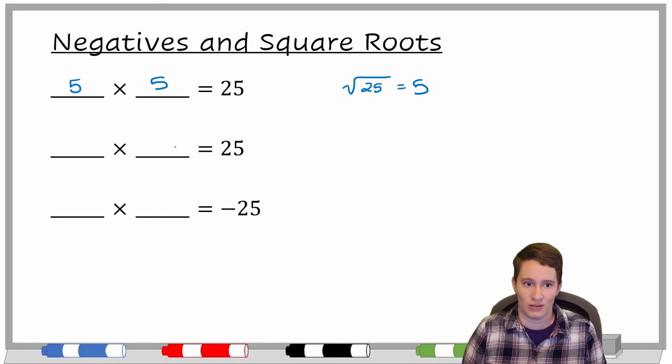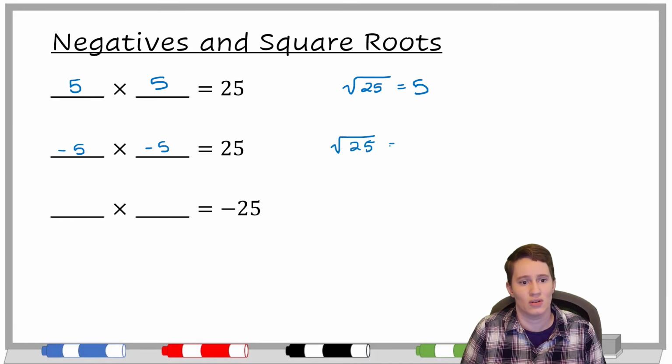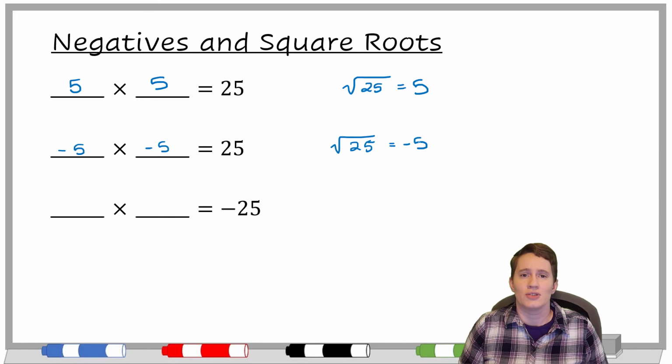What times what gives us 25? That's not positive 5 times positive 5. How about negative 5 times negative 5? Does that give me positive 25? Well, yeah, it does. So that means that the square root of 25 can also equal negative 5. So how do we know which one is intended? There's kind of two answers to this.